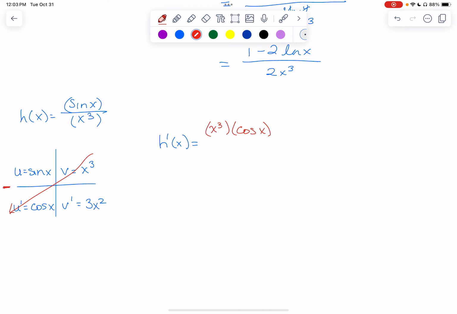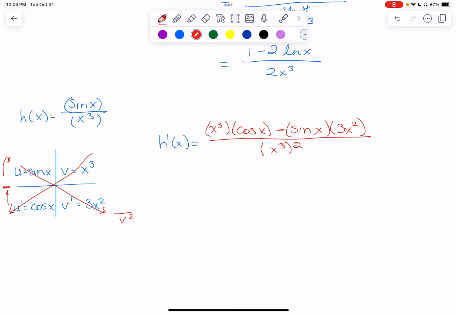Remember, I'm dividing, so I'm going to subtract right here. So I'm going to pop up to the top, and I'm going to come across this direction, minus the sine x times a 3x squared. And this is all divided by, remember, my v squared, so I'm going to say divided by x cubed squared. Let me switch back to a color other than red.